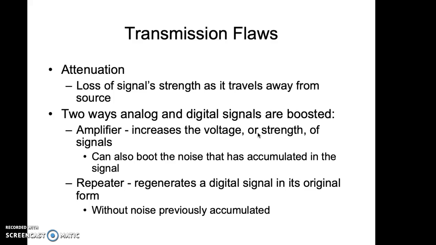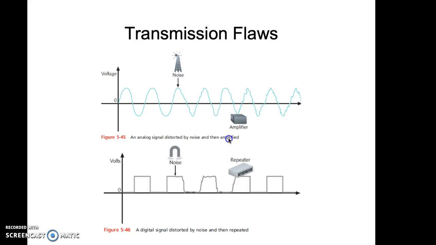analog signals. I really should do these earlier, I'm sorry. Amplifiers are used for analog signals, but the problem is they can degrade more when they get amplified if you have a transmission flaw. A repeater works with digital, so it regenerates the digital signal and it won't accumulate any damage.